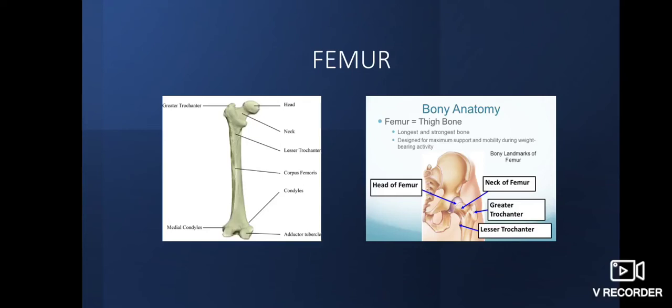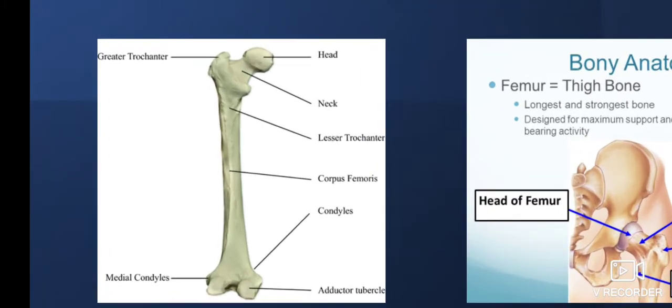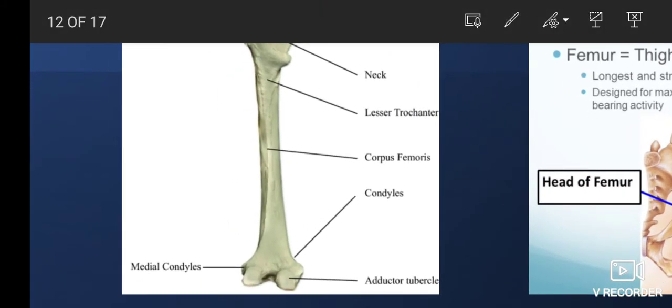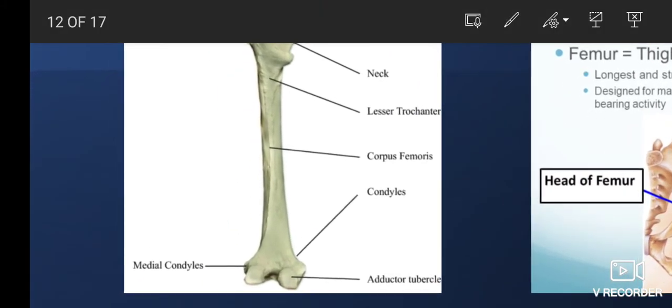Today we are going to see the femur bone. In the last class we had seen the features of the hip bone, and the next bone is the femur. It is the longest bone in our body, and it is present in the thigh. So the femur is the thigh bone.